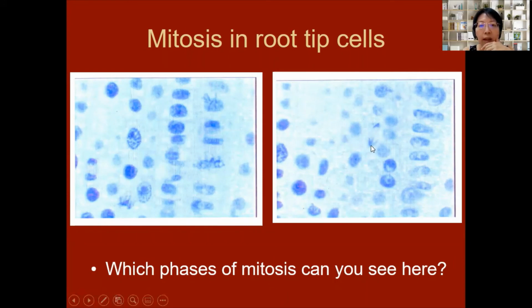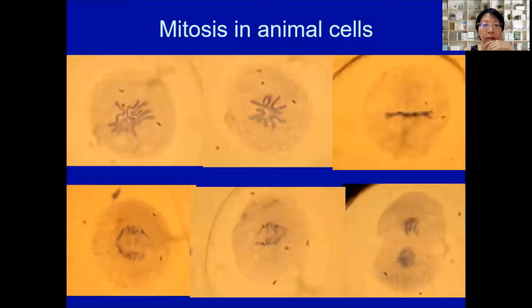Can you see very few cells undergoing anaphase, because it is the shortest phase. So this is anaphase. This is definitely interphase. These two cells could be two newly formed cells. So these are the different phases in the cell.